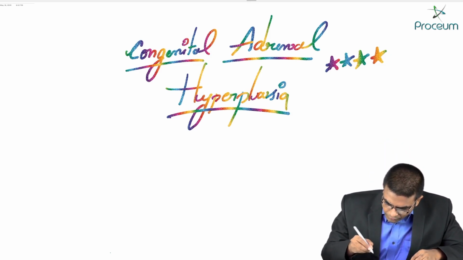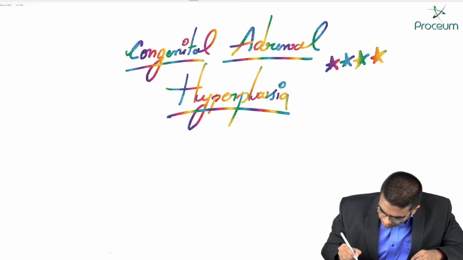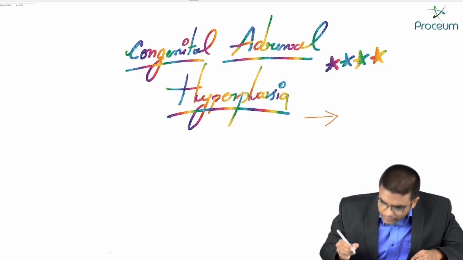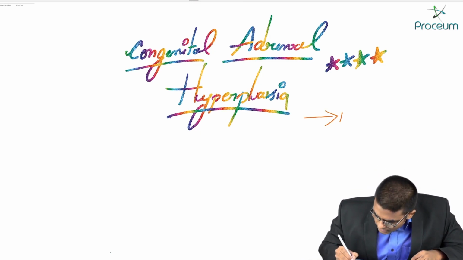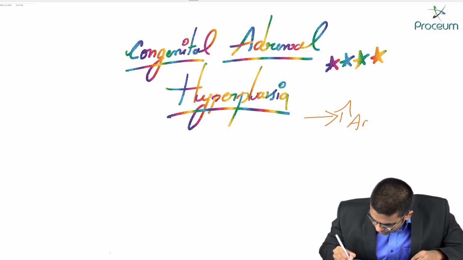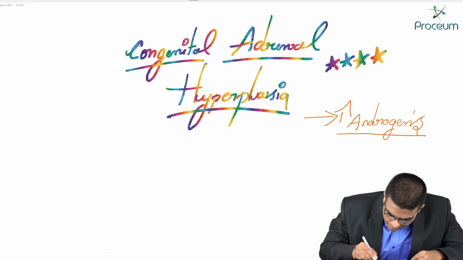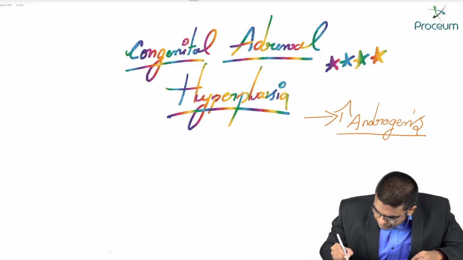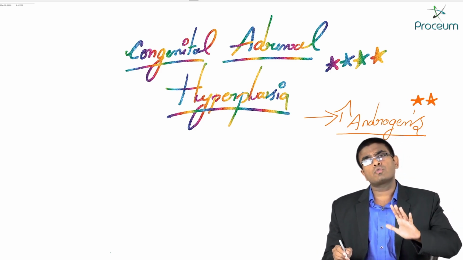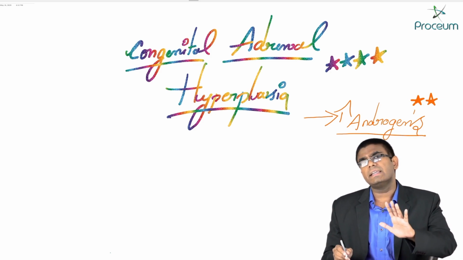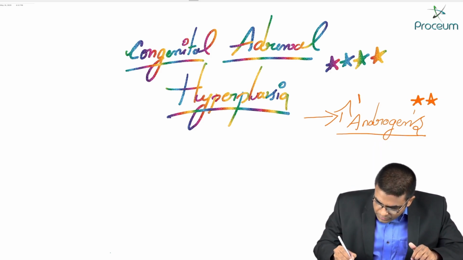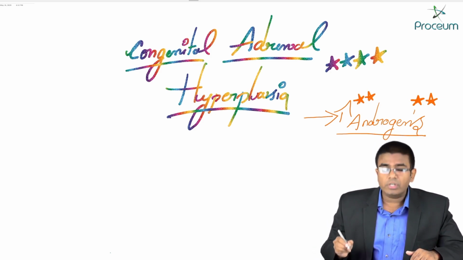So let me write it here for you. In congenital adrenal hyperplasia, the main hormonal abnormality is too much production of androgens. From where? These androgens are getting synthesized from the adrenal cortex. We will see why there is too much androgen production, we will see in detail. But please keep this point in mind, there is too much androgen production.